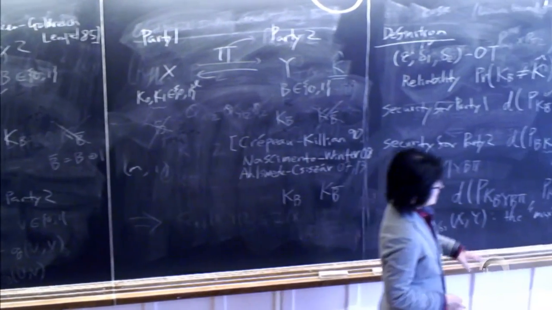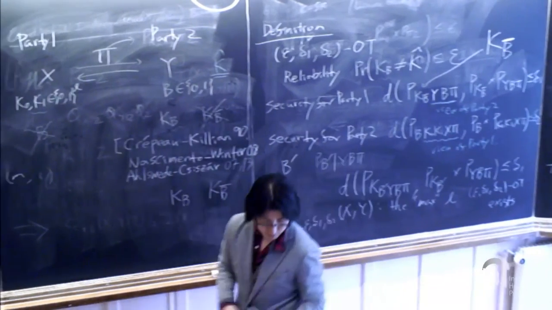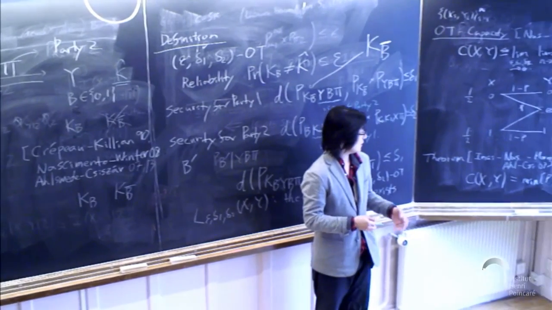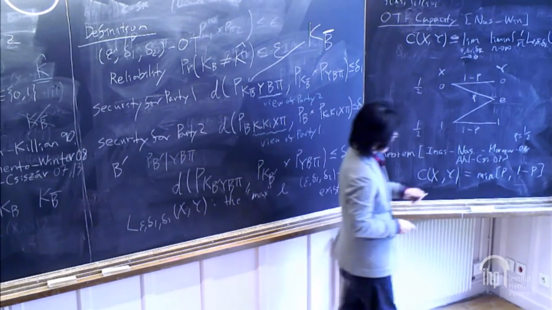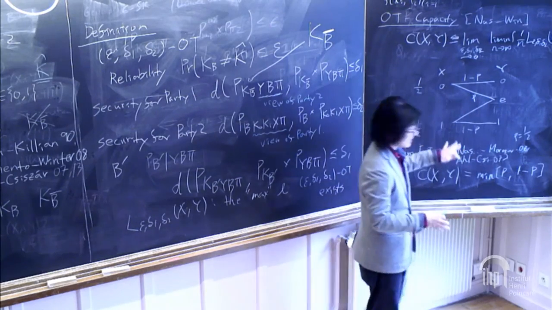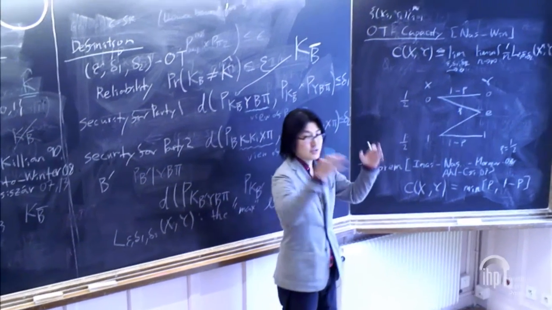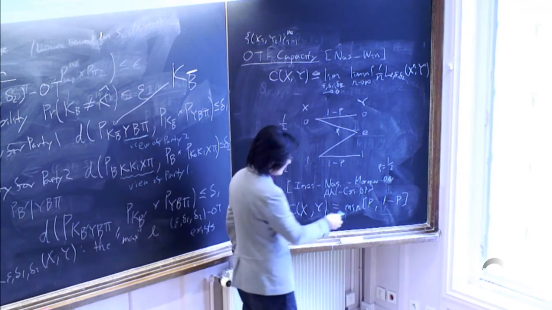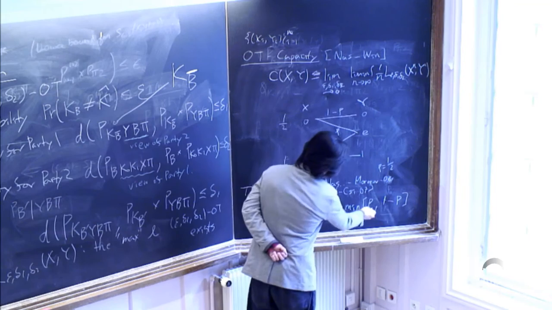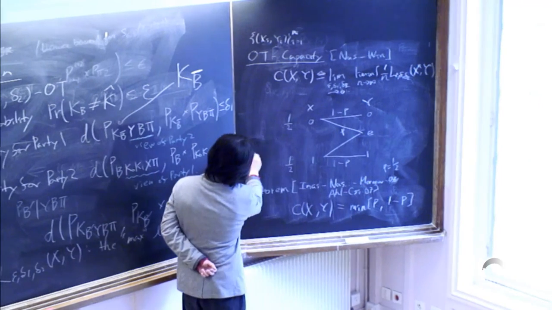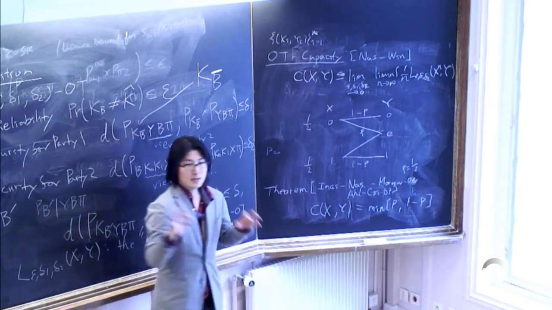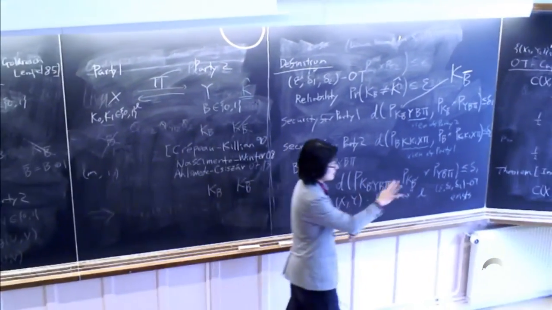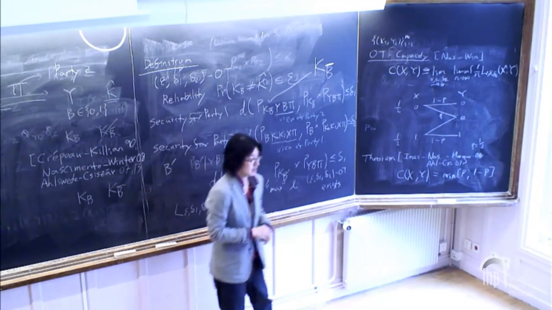An important thing is that in the case of secret key agreement, correlation is very important, so smaller p is better. If we have larger correlation, we can generate a larger secret key. But in the case of oblivious transfer, we take the minimum of p and 1 minus p. So p equals 0 is not good. We need correlation as well as some noise. This is a slight difference from the secret key agreement problem.